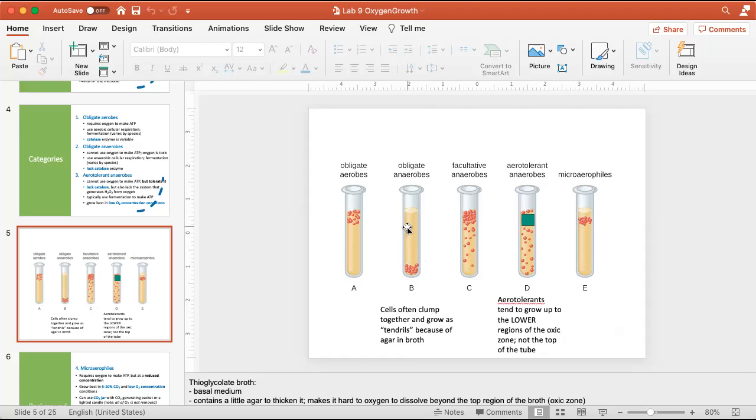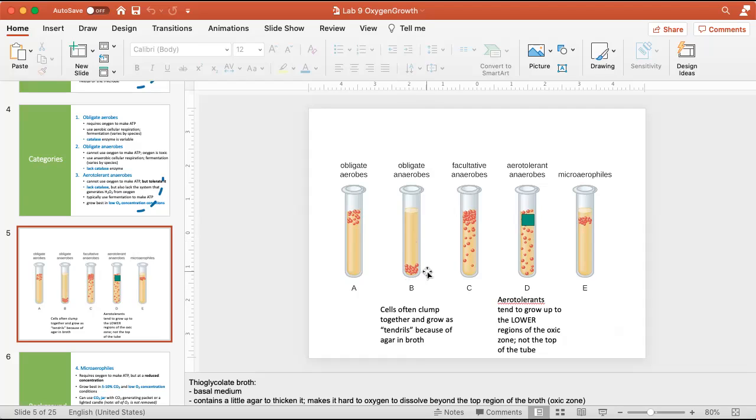Even though we call this whole region from here down an anoxic zone, there is no strict, hard cutoff from where the oxygen is and where it isn't. In other words, there's a good amount of oxygen in the top 20 to 25% of the tube. And as you go down from there, there's less and less oxygen. So by the time you get to the bottom, there's no oxygen. And that's why they grow right at the bottom.